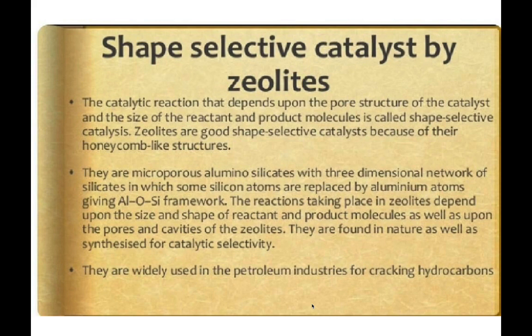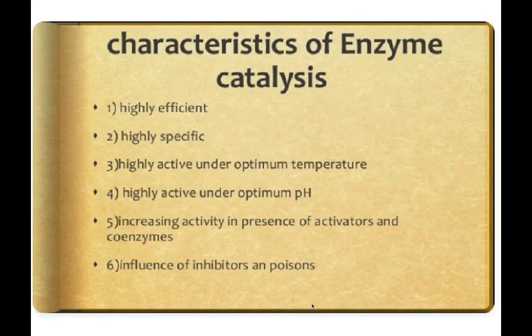Normally they are found in nature as well as synthesized for catalytic selectivity, and they are widely used in petroleum industries for cracking of hydrocarbons. An important zeolite catalyst used in the petroleum industry is ZSM-5, which converts alcohols directly into petrol by dehydrating them to give a mixture of hydrocarbons.